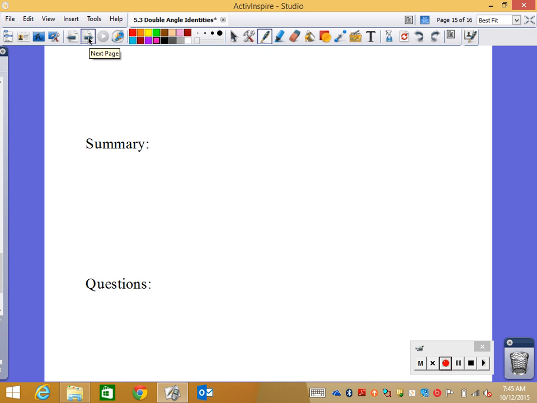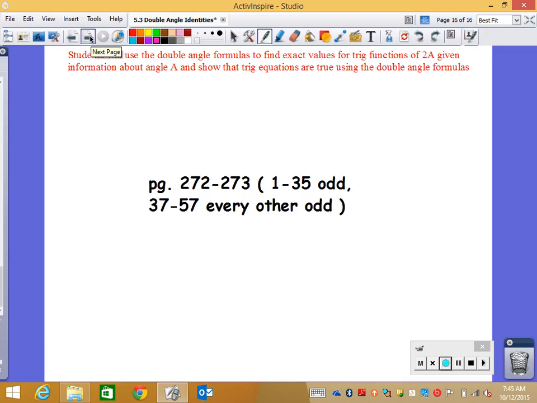So go ahead and write your summary and any questions you have, and please take a look at this homework assignment. Again, that very last problem, you might want to look at that again. Hint, hint, it might be on a quiz or a test coming up, and you're going to want to know how to prove something of that caliber.